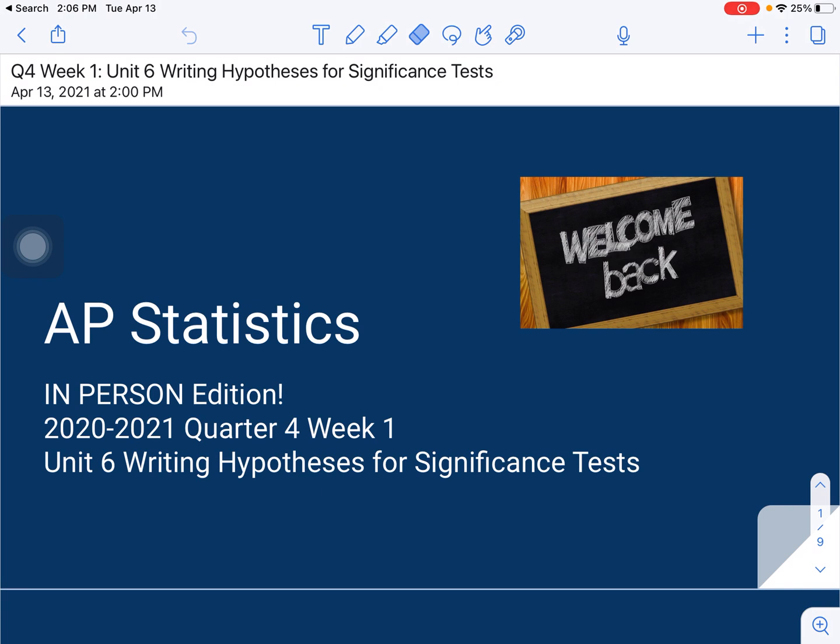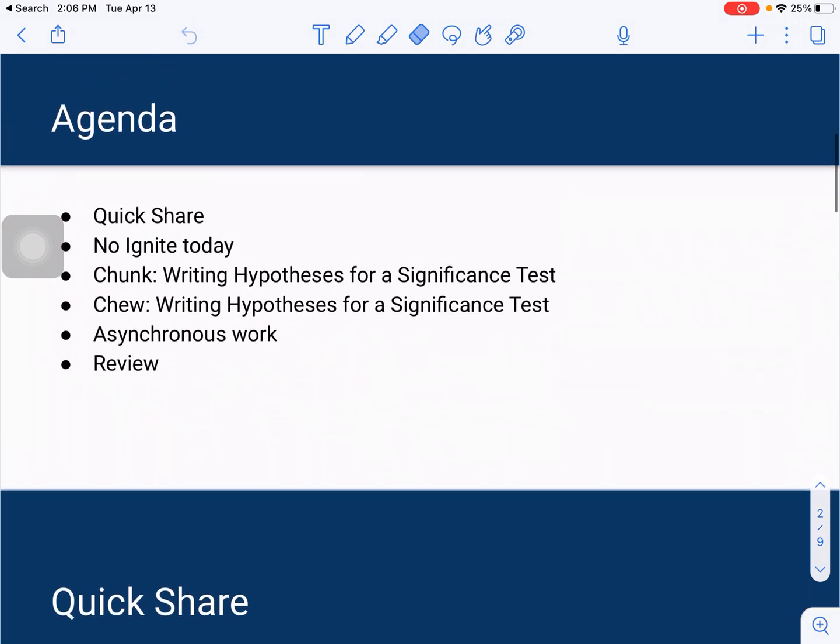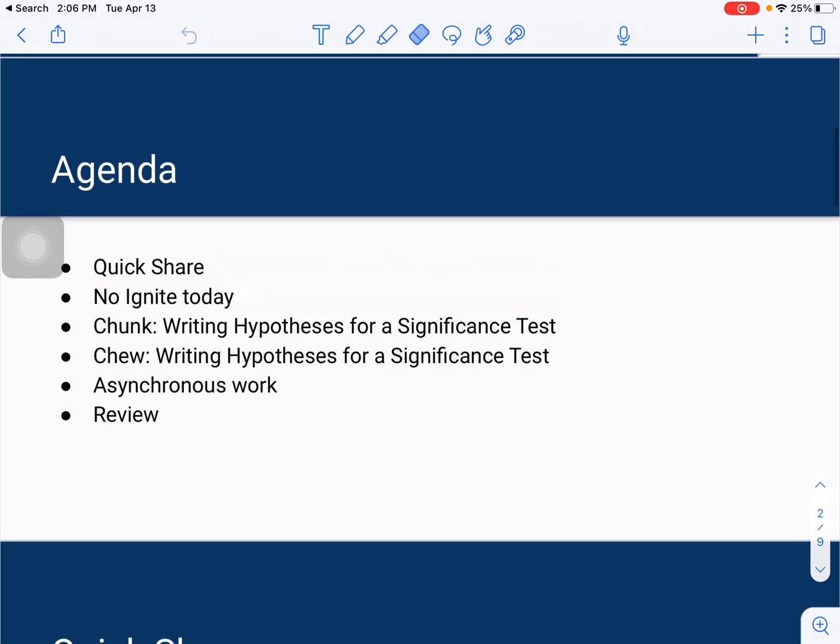All right, so I'm just going to run you through the slides. I'll do this each week so that you are ready for this week's problem set and materials. Agenda: there won't be an Ignite today, so you don't have anything to do in Schoology for your Ignite. We're going to mainly be working on writing hypotheses for a significance test. I'll set it up for you first, and then we'll do a couple practice problems. Then I'll let you know what you should be doing for your asynchronous work for the week.